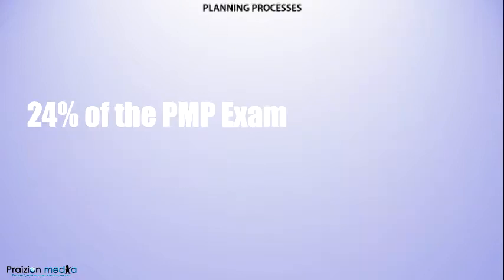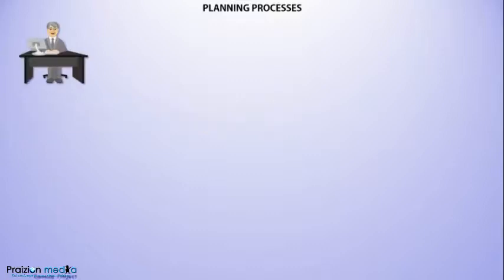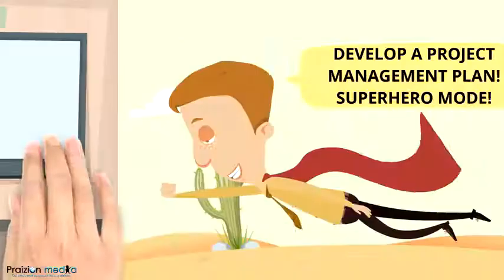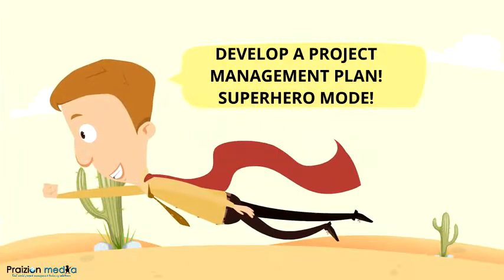The next process group is the planning process group. There are 24 processes here, and this is 24% of your exam. The first process here is develop project management plan. This is where the project management plan is put together. The project management plan is developed.